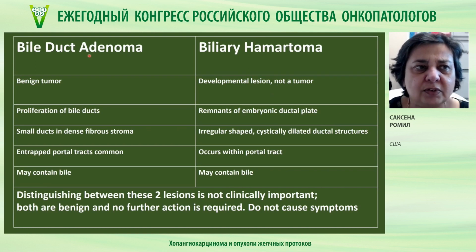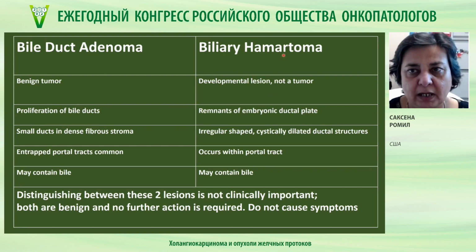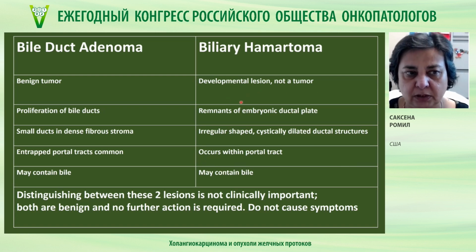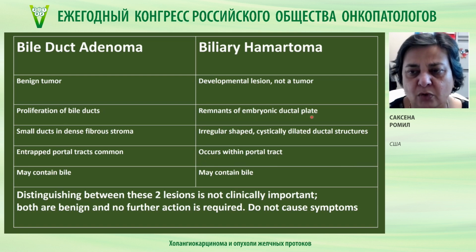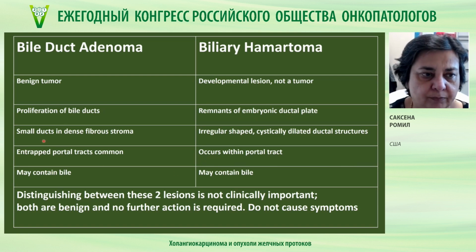Now, the differences between a bile duct adenoma and biliary hamartoma are that a bile duct adenoma is a benign tumor. A biliary hamartoma is not a tumor, it's a developmental lesion. So the bile duct adenoma is made up of proliferation of bile ducts, whereas a biliary hamartoma, as I said, is a remnant of the embryonic ductal plate. So it's more of a developmental lesion.